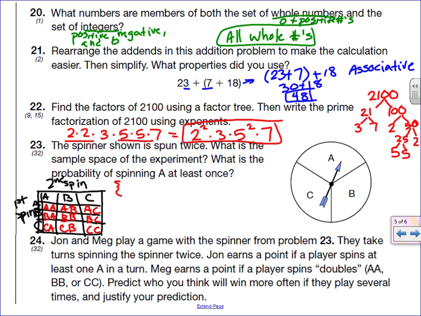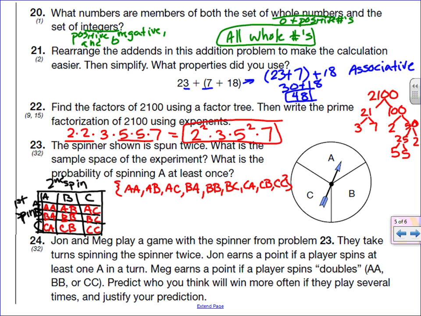I can get AA, AB, AC, BA, BB, BC, CA, CB, or CC. That's my sample space.